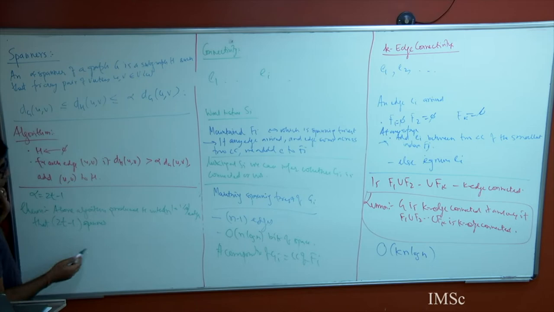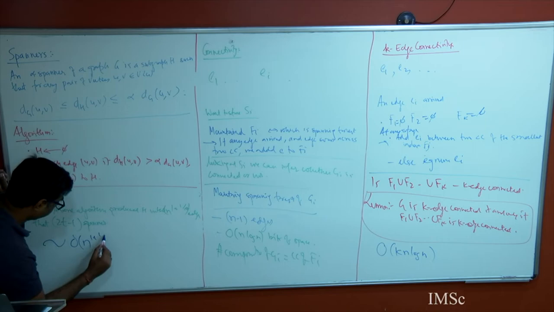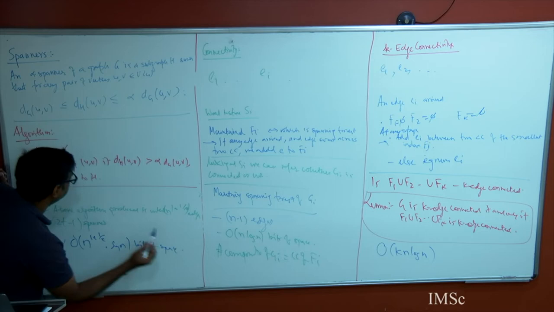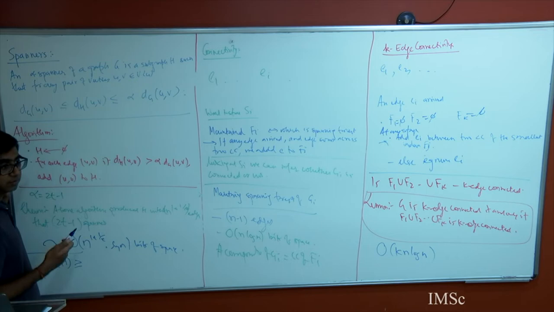Now, if it has order n to the power 1 plus 1 by t edges, how much space will it take? Roughly, the space it is going to take is order n to the power 1 plus 1 by t times some log n bits of space. And why is this correct? This is correct because the graph H which you have considered has a girth that is quite high. The way the proof goes, you say look at the girth of H, it is at least something.